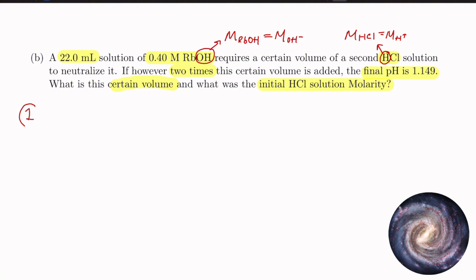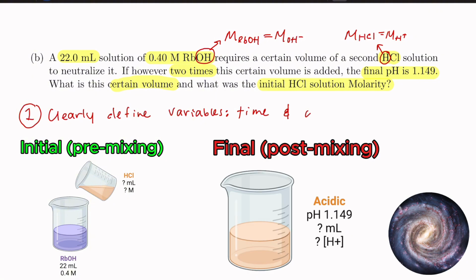So the first step in a problem like this that's got a lot of information is to clearly define all of the variables that we'll be using throughout the problem, both the ones that we already know and ones that we don't know yet. And to be as detailed as possible, we're going to specify the time, so whether it's an initial or a final value, and the compound that each quantity is describing.